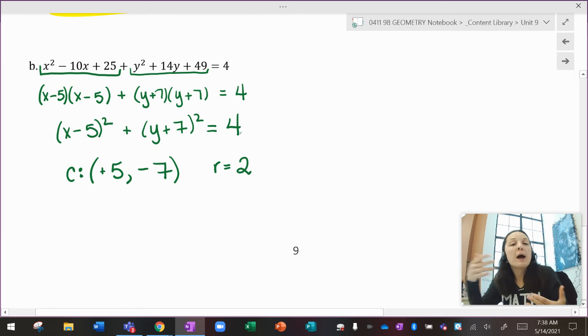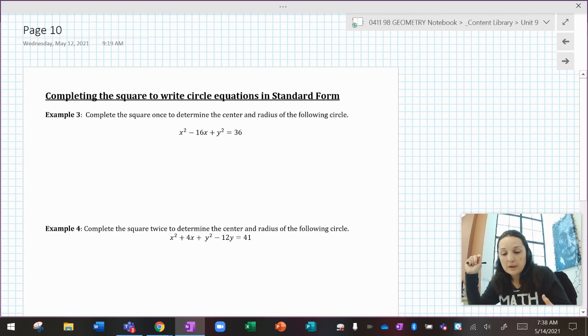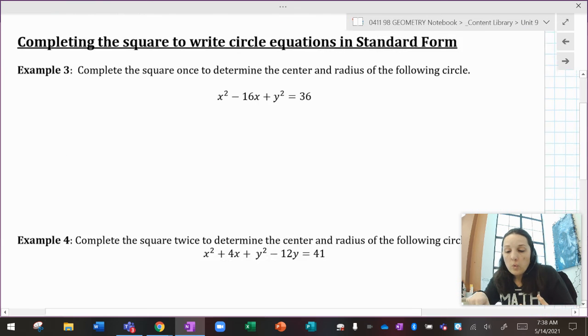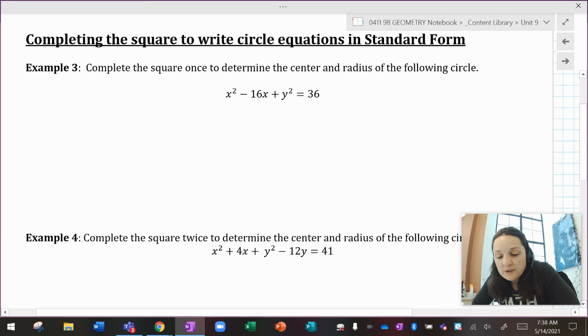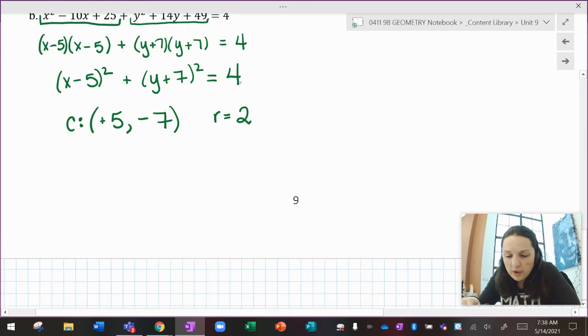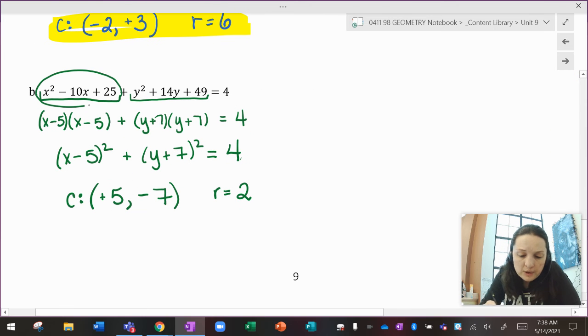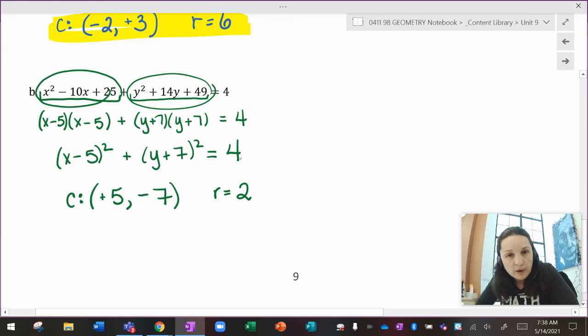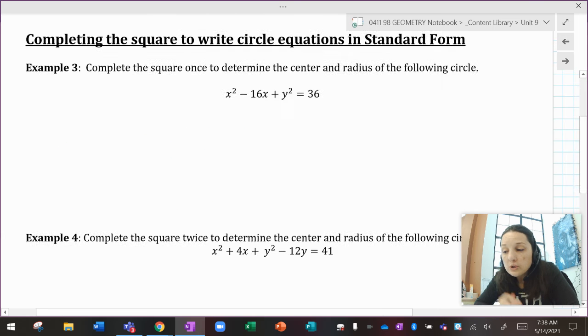Great. Now we're going to step it up a notch. Find the center and the radius of example 3. X squared minus 16x plus y squared equals 36. That's a lot smaller. When we did it on the front, I had 3 things with the x, I had a trinomial, and 3 things with the y, I had another trinomial. I don't have that anymore. So what we're going to do is we're going to do something called completing the square.